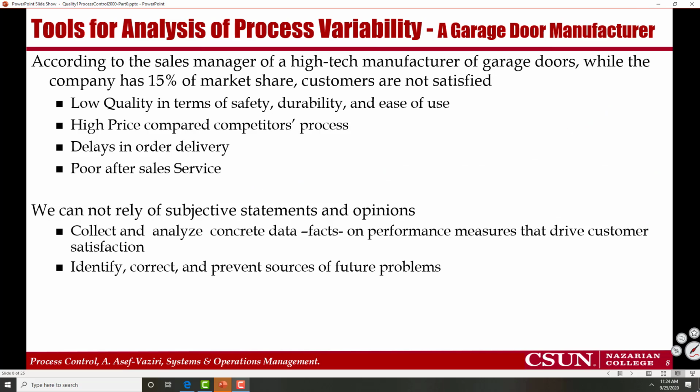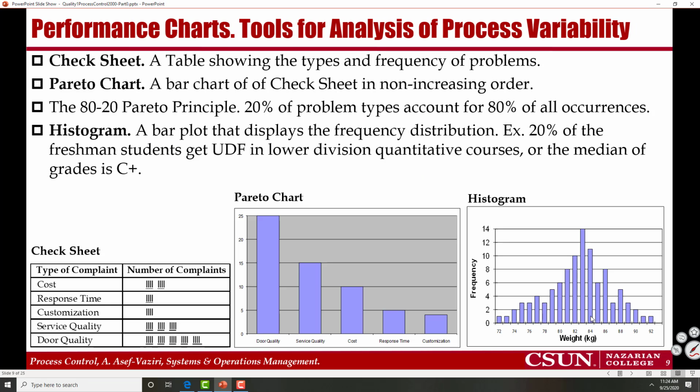We can use them to check the quality of the product with respect to safety, durability, ease of use. We can check them regarding price of the product, regarding the delivery time, and regarding service. All of these need to be based on data. We cannot have subjective analysis. Here are some useful tables and graphs.